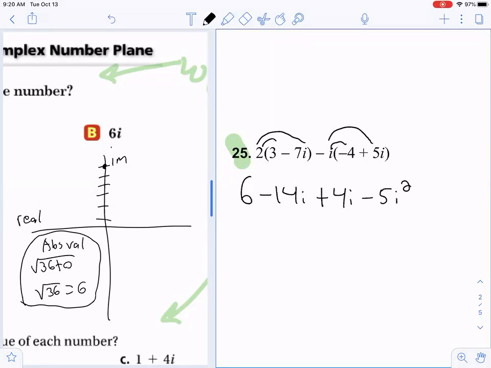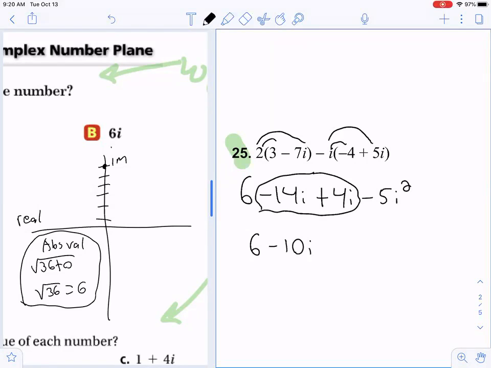Now I want you to circle, wait. Everybody from Friday, what is i squared? i squared is a negative 1. What you're doing is good. You circled those, put those together. What's negative 14i plus 4i?